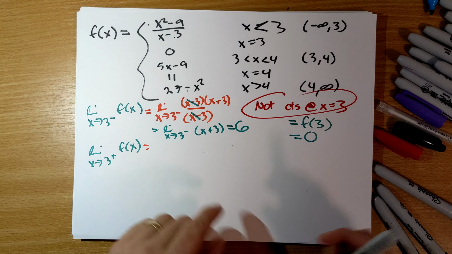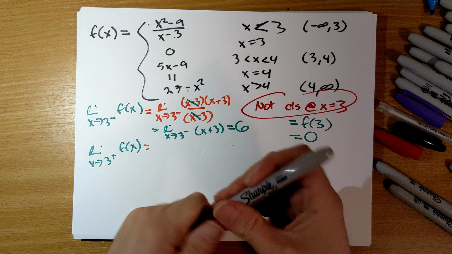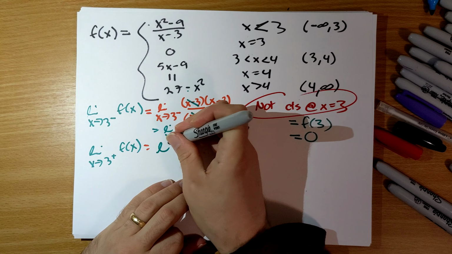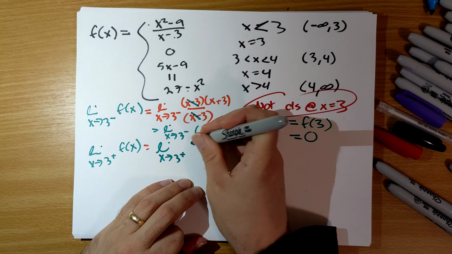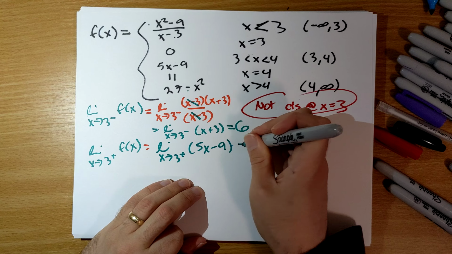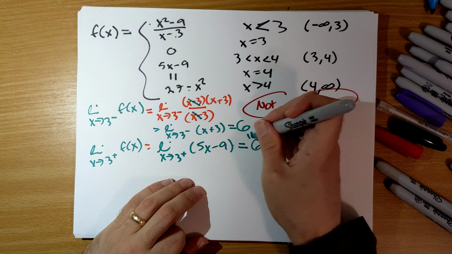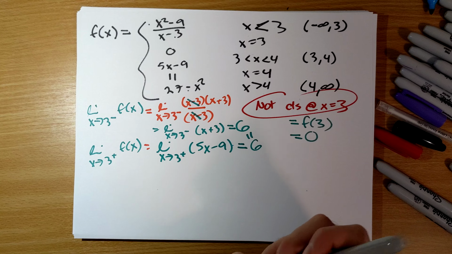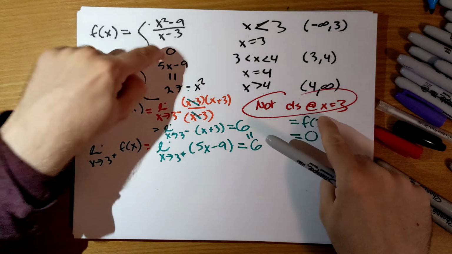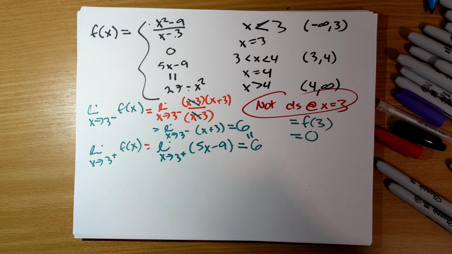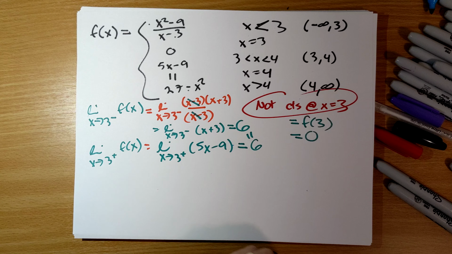If you do calculate out the limit as x goes to 3 from the right of f of x, let's say the limit as x goes to 3 from the right of 5x minus 9, this is equal to 6, and so the limit as x goes to 3 of f of x does exist, but it doesn't equal f of 3, which is 0. The function is not continuous at x equal to 3.